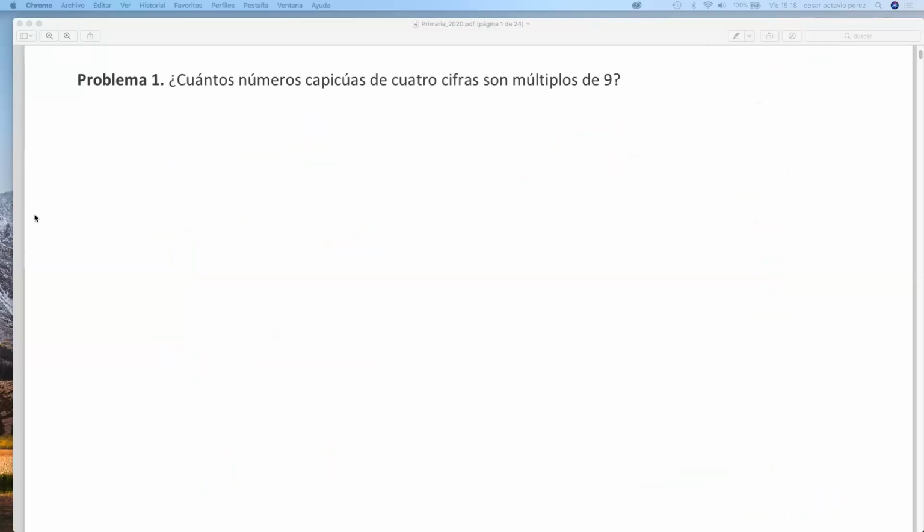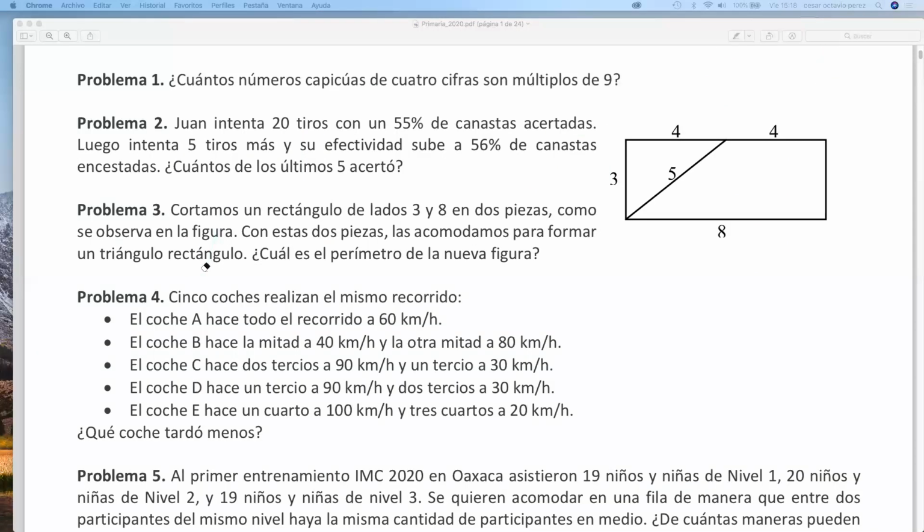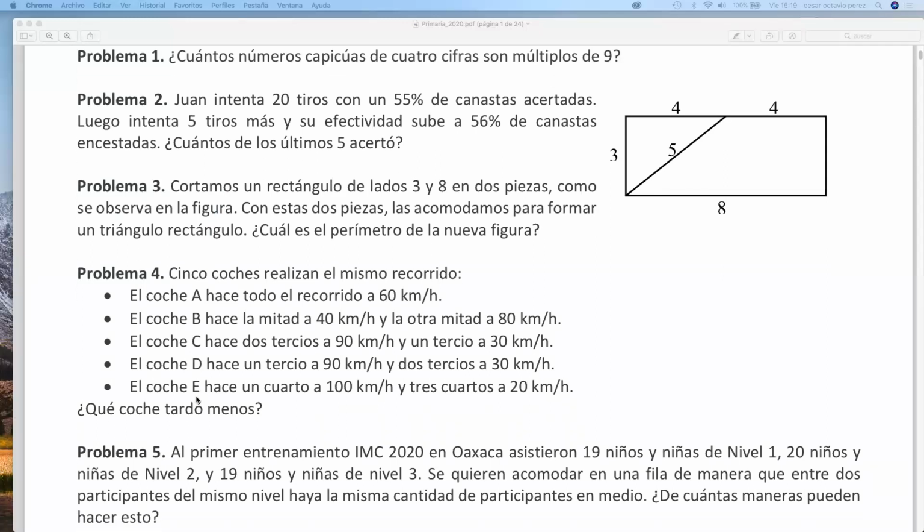Okay. Well, let's work with problem number 2. Do you understand this problem? What is this problem asking?